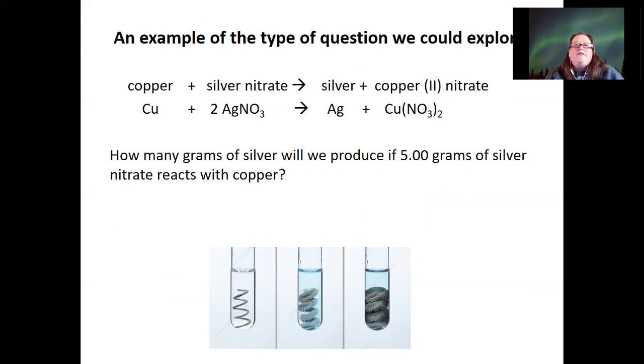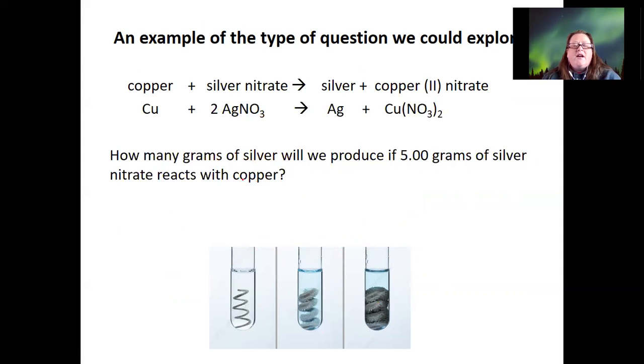So here's an example of the type of question that we could explore. This is one of my favorite chemical reactions. If we take a copper wire and put it into some silver nitrate, which is a clear and colorless liquid, silver starts to form on there. And you can see down here the silver is starting to form. And eventually, all of one of the ingredients is going to be used up and the reaction is going to stop.